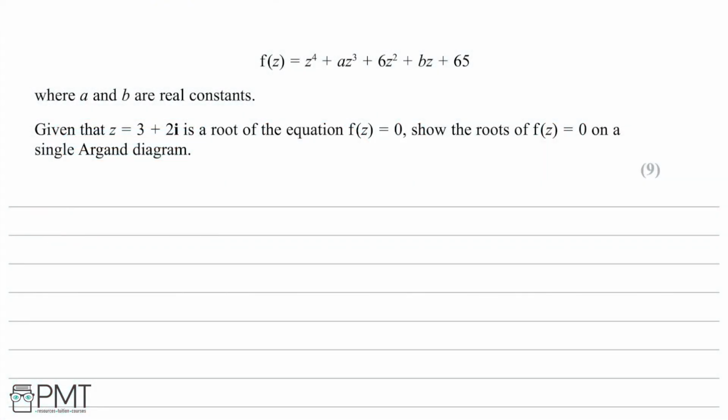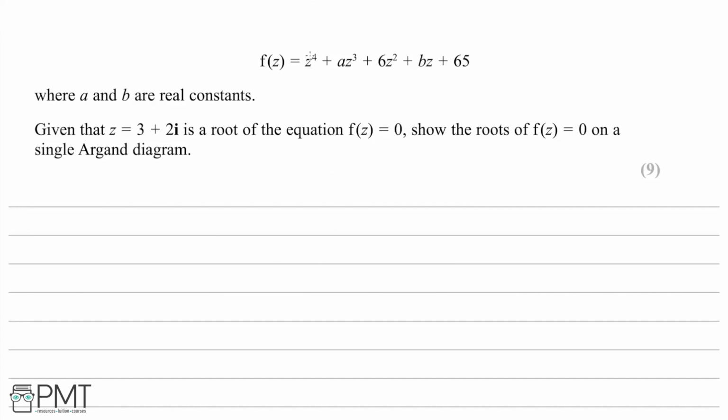In this question, we're given an equation f of z is equal to z to the power 4 plus az cubed plus 6z squared plus bz plus 65, where a and b are real constants. Given that z is equal to 3 plus 2i is the root of the equation f of z is equal to 0, we need to show the roots of f of z equal to 0 on an Argand diagram.